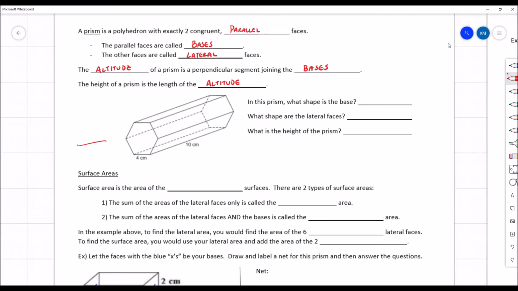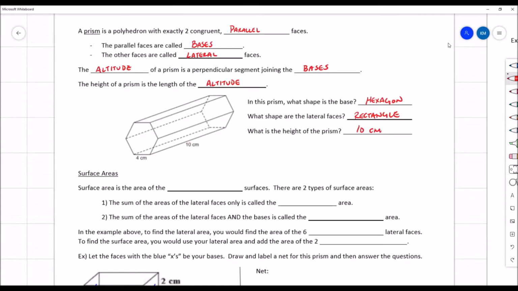So we have a prism here. Look at it, parallel bases, right? In this prism, what shape is the base? Well, if you looked at the sides, there are 6 of them, so it's a hexagon. What shape are the lateral faces? All of them are rectangles. And what is the height of the prism? The altitude that connects the two bases, and that's here, 10 centimeters.